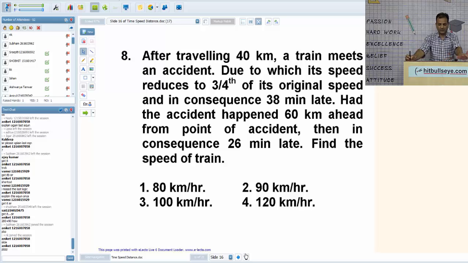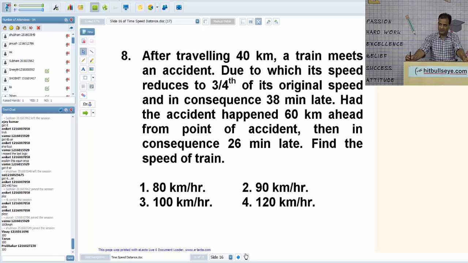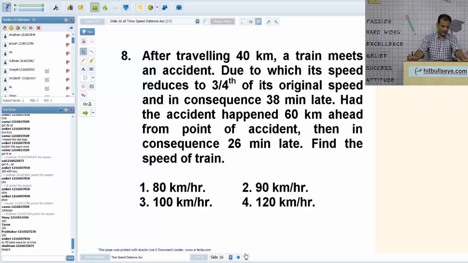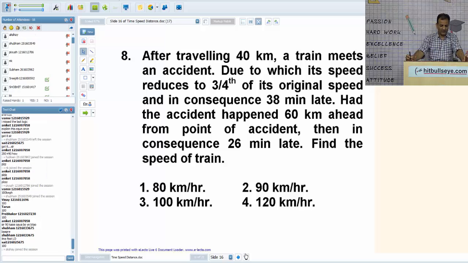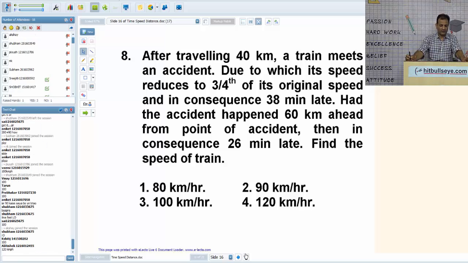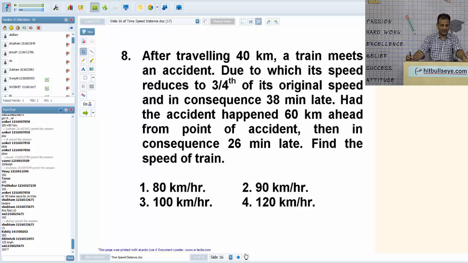Now Aniket, solve this question after traveling 40 kilometers. Two or three times, these types of questions have come in CAT, 3-4 times. But again, they are direct applications. Aniket, in 45 seconds A will run. A's speed is 120 meters per minute. In 45 seconds, 45 by 60 into 120.